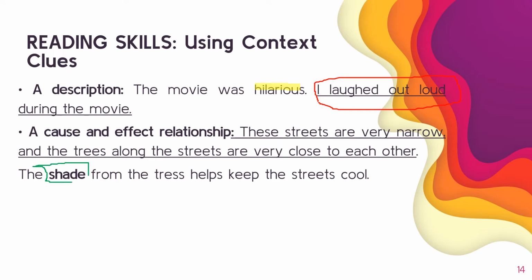So the shade means in Arabic تظل. So how did we come to understand the meaning of this word? By knowing simply the cause of the shade. The trees along the streets are very close to each other, so the shade happened.